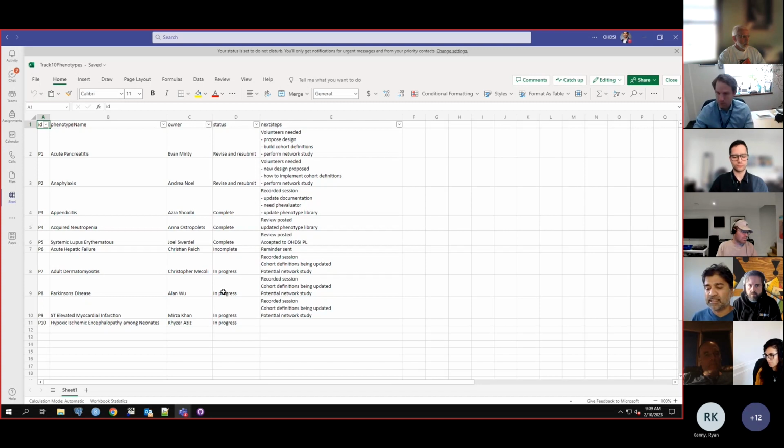Parkinson's disease and ST elevation myocardial infarction were never developed. So they had the clinical idea, but no core definitions were developed. As part of this effort, core definitions are being developed. They are being evaluated, and they will be part of a network study. They'll also be subjected to peer review. And the last one is hypoxic ischemic encephalopathy among neonates. This is an end-to-end process that starts from defining what the clinical idea is all the way to full peer review. So that's the framing of Phenotype February for 2023.